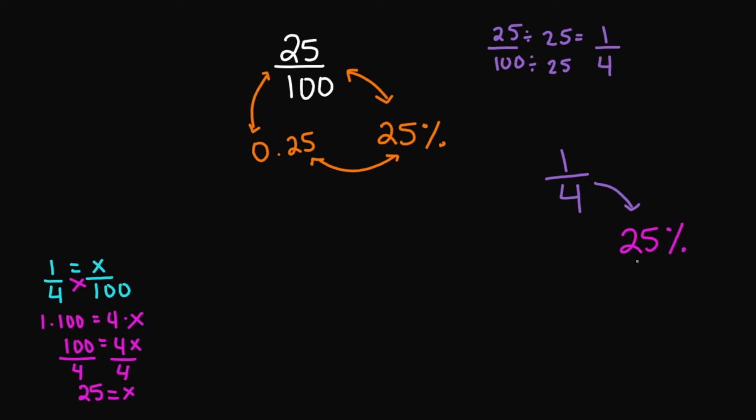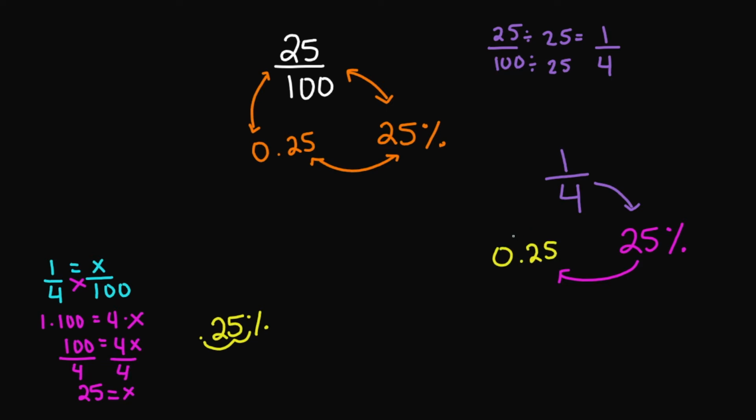Now, how do I turn my 25% into a decimal? Well, remember, if you're going from percentage to decimal, you move 2 decimal places to the left or divide by 100. So I'm going to move 2 decimal places to the left. This is my 25% here. So this is going to be 1, 2. It puts me right here, right in front of the 2. So you still get 0.25.